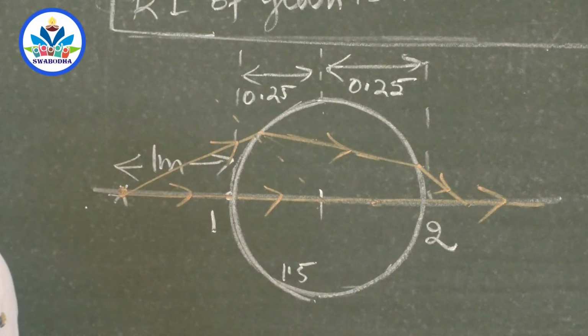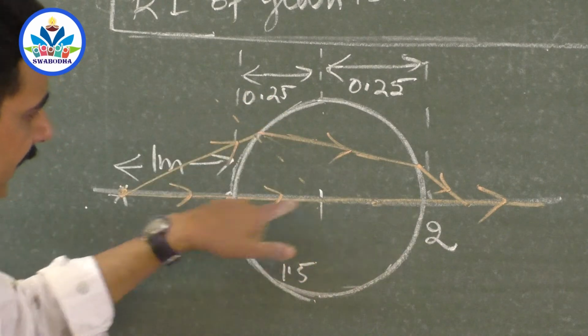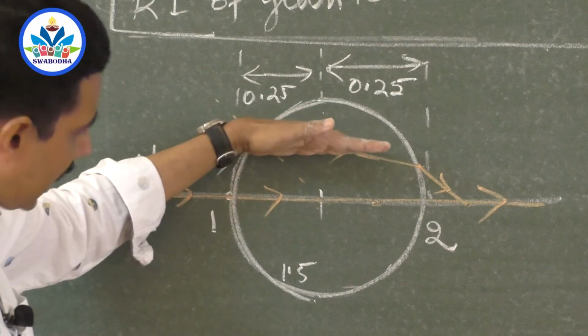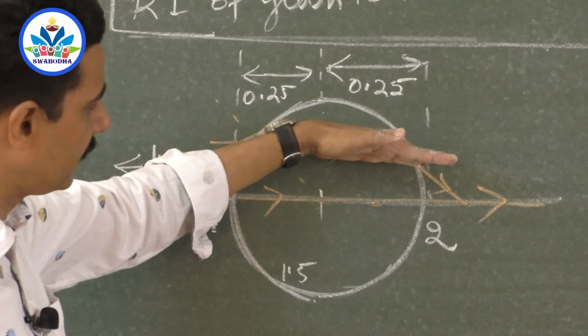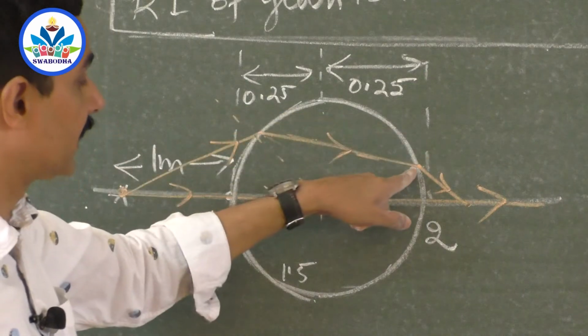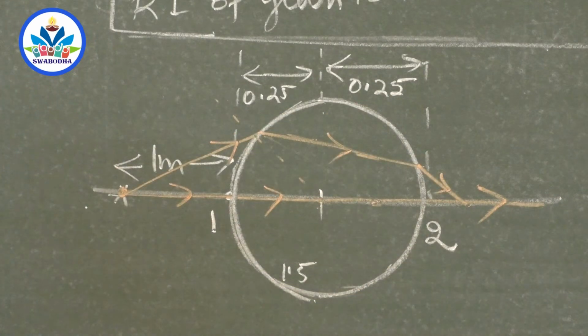This is the situation, right? There may be the first chance: the ray may be bent too much towards the normal and meet the principal axis here itself. The second case is that it may bend a little towards the normal, but that bending will not be enough to meet the principal axis inside the glass itself. By the time it meets, it will come across the second surface, and the second surface will bend the ray again.